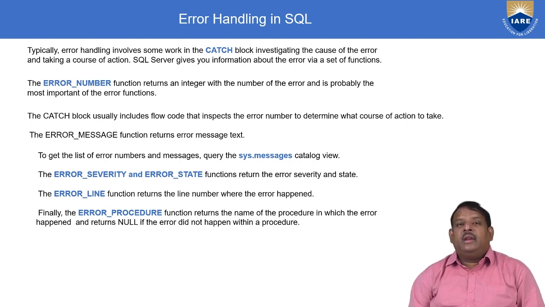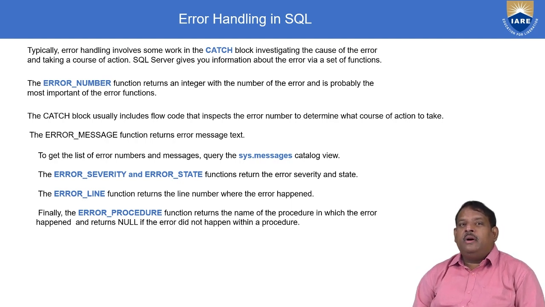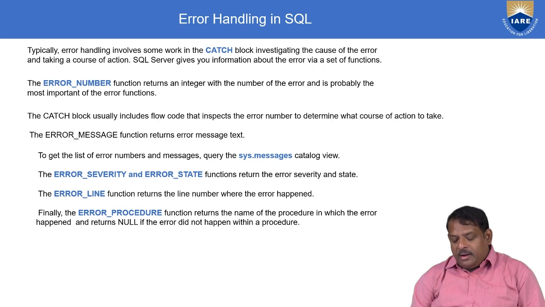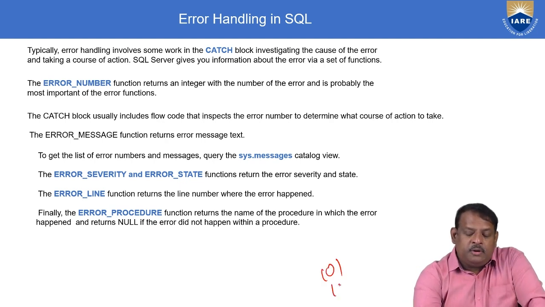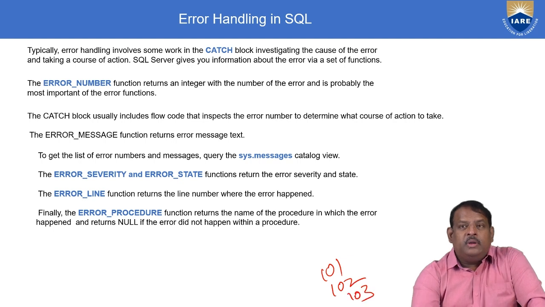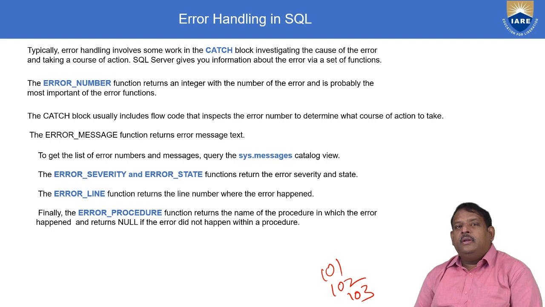First we'll see the error number. The error number function returns an integer, the number of the error, and it is probably the most important of the error functions. For example, 101, 102. We have some default error numbers.